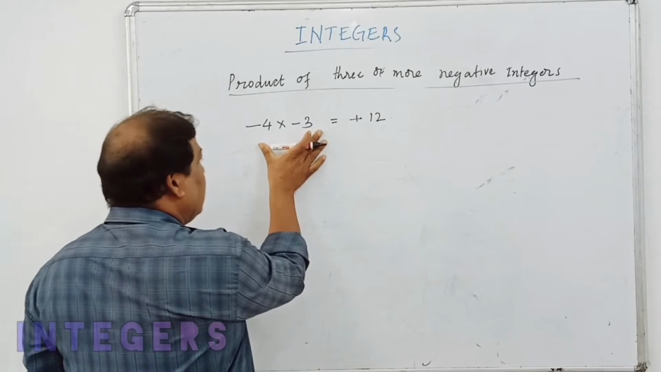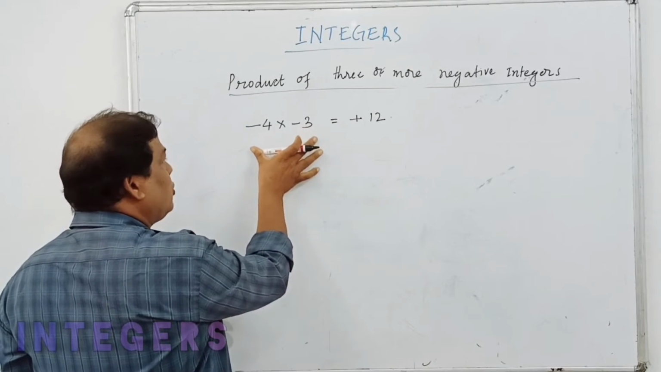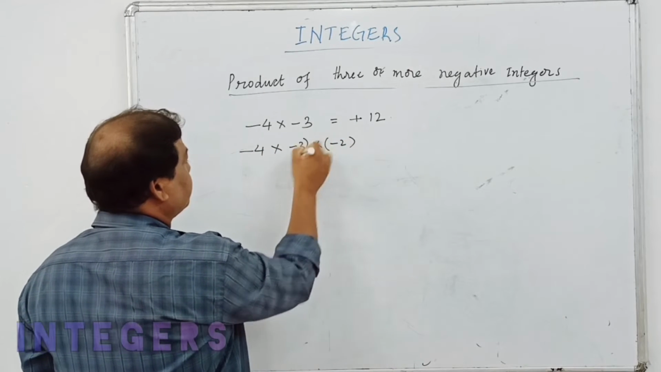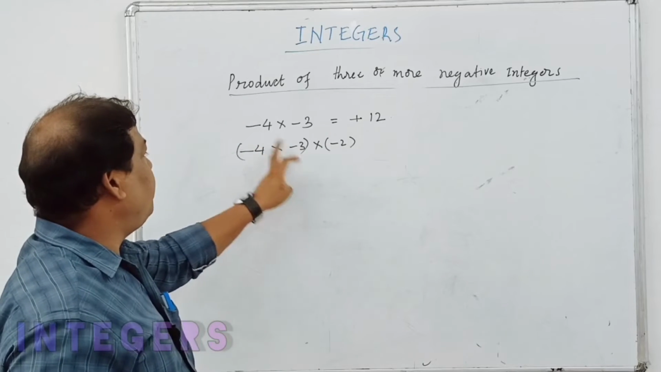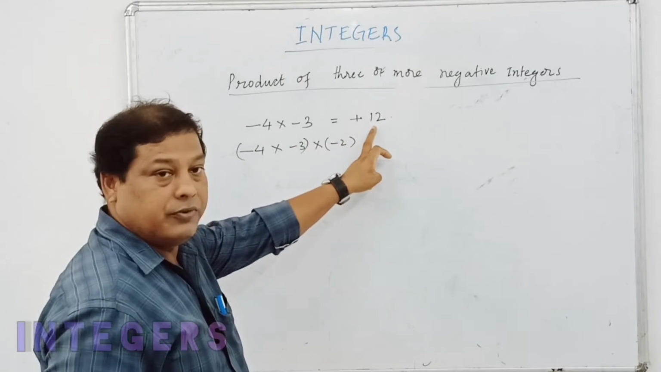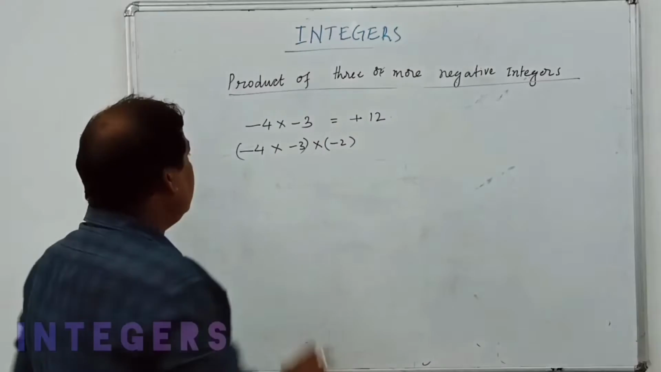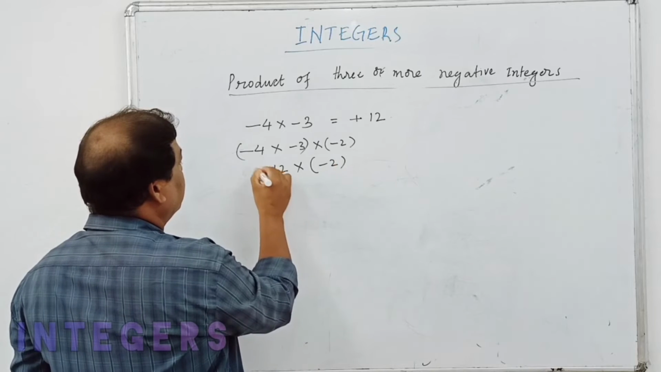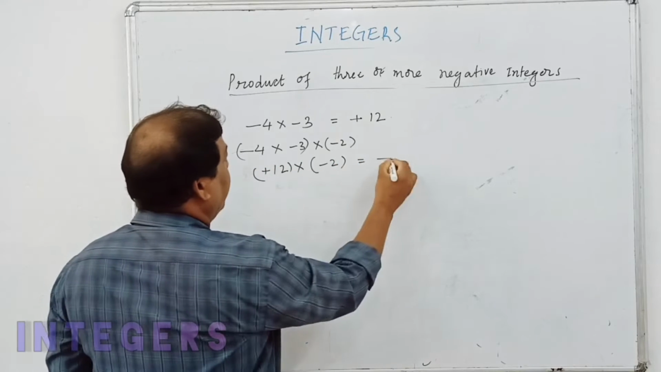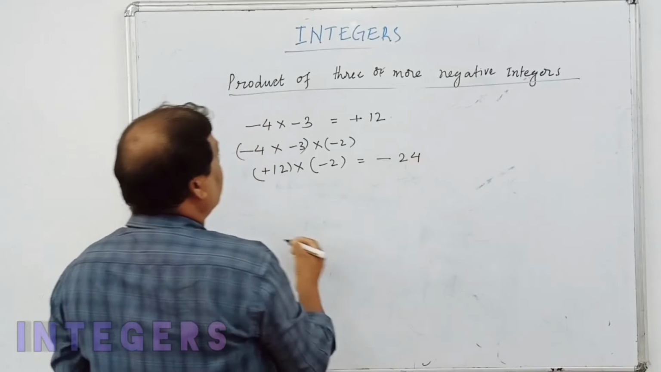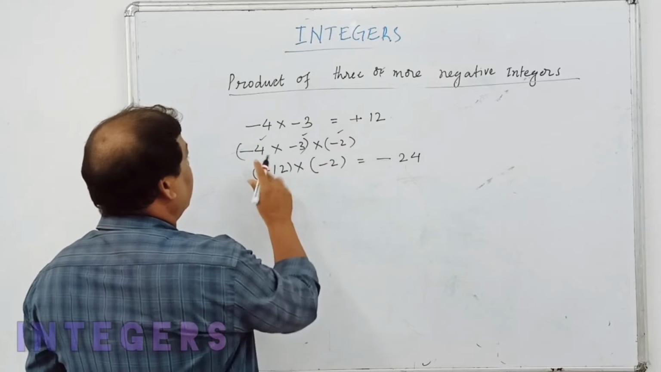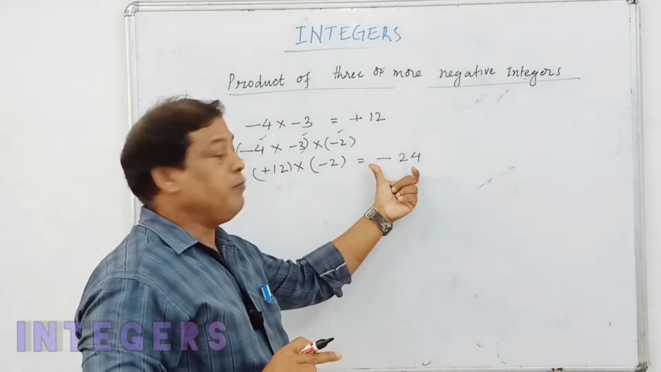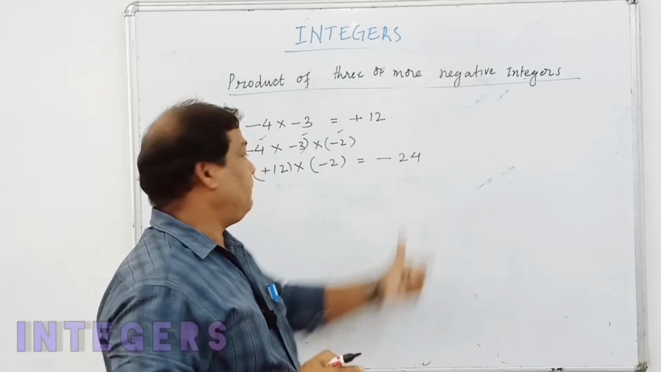Now I will take more than 2 integers: minus 4, minus 3, then minus 2. Minus 4 times minus 3 we have already done, and the result is 12. Now 12 multiplied by minus 2, so plus 12 times minus 2 is minus 24. So with 3 negative integers, minus 4, minus 3 and minus 2, the result is minus 24, a negative sign.